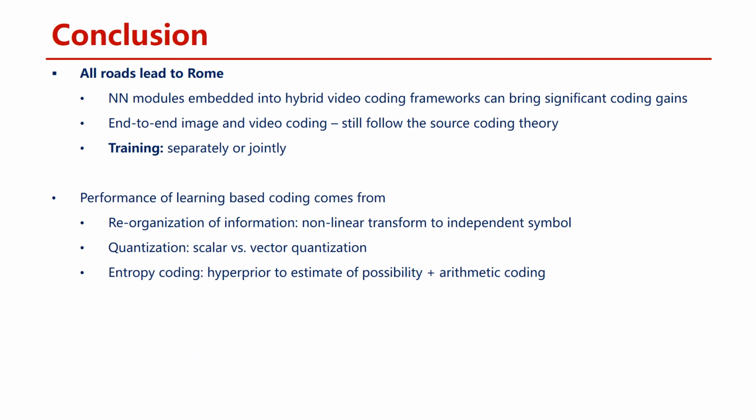A conclusion to the learning-based image and video coding: let's say all roads lead to Rome. Hybrid coding framework embedded with neural network-based modules can bring significant coding gains. End-to-end framework can be explained by traditional source coding theory, because it also combines prediction, transform, quantization, and entropy coding modules. The boundaries between these two architectures are blurry. For both architectures, the coding performance may come from nonlinear reorganization of information, vector quantization, and possibility estimation by multiple complicated correlated contexts, which are not well covered by traditional coding tools.